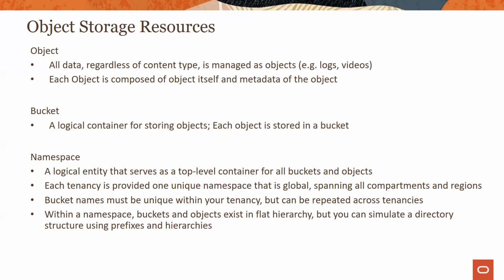Namespace means each storage resource has a separate particular namespace. It's a logical entity that serves as a top-level container for all the buckets and objects. Each tenancy is provided with a unique namespace that is global, spanning all compartments and regions. Bucket names must be unique within your tenancy and cannot be repeated across tenancies. This should be unique to avoid duplicates or file conflicts.